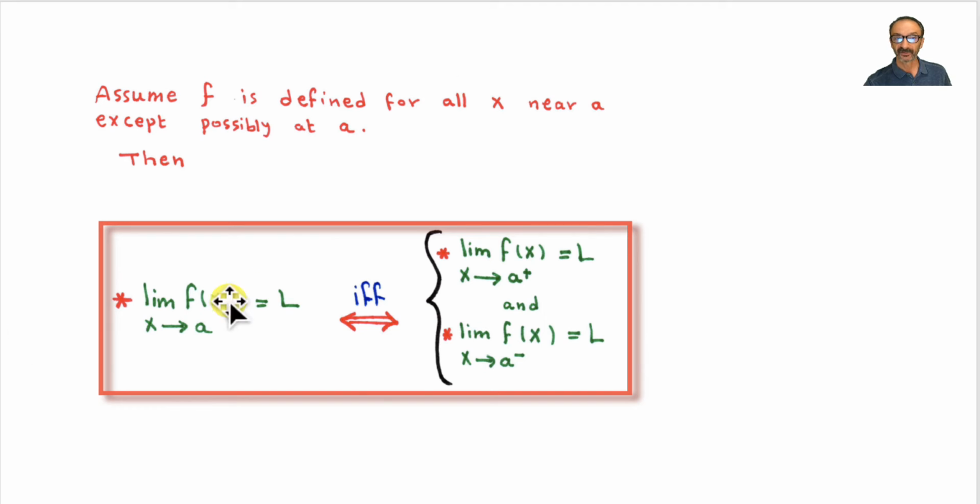This is what we have. The limit of f of x equals L as x approaches a if and only if those two are agreeing on L. If the limit as x approaches a from the right is L, and the limit of f of x as x approaches a from the left also equals L, if these two are valid, we could conclude that the limit of f of x as x approaches a, without saying right and left, is L. Same thing, if somebody gives you that, that means the limit from the right and the limit from the left as x approaches a is L.